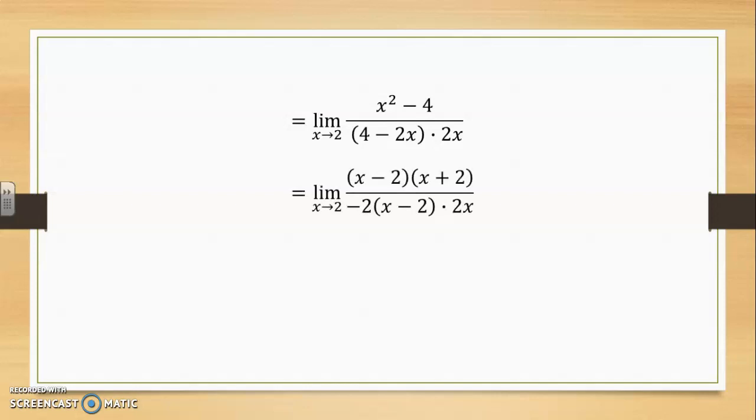You'll recognize the numerator to be a difference of squares, and at the denominator, you'll also recognize x minus 2 as being a factor hiding within 4 minus 2x. So by simple factoring and removing the minus 2 factor, x minus 2 is brought to light and can then be eliminated. So the simplified fraction that we get can then be reevaluated as x approaches 2, this time by direct substitution, to give a result of minus 1 over 2.